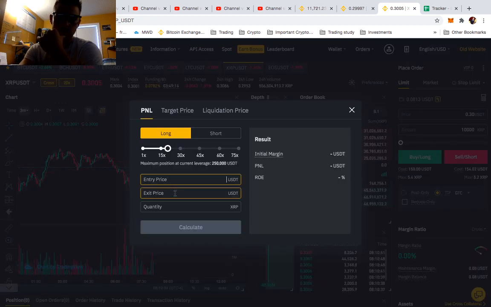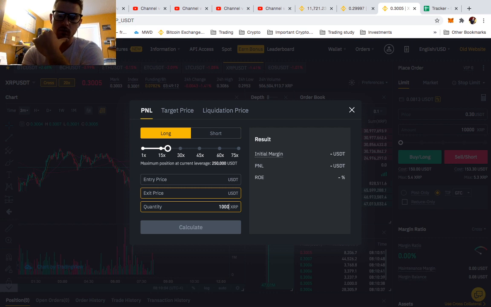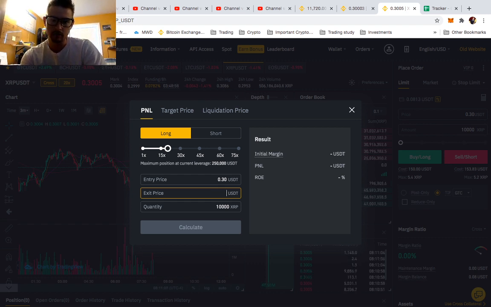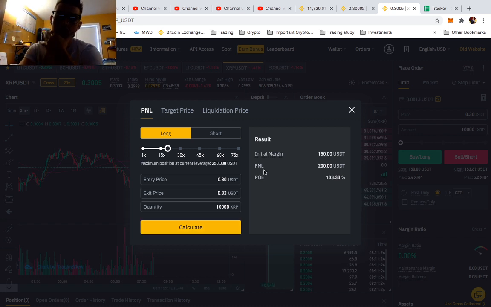Say P&L, entry price, exit price, quantity 10,000. Entry price right here is 0.30. And exit price, I'm not really sure. I'm just saying how much to double? Like 3-1, I think. Oh, that's interesting. There you go, that's a better number.